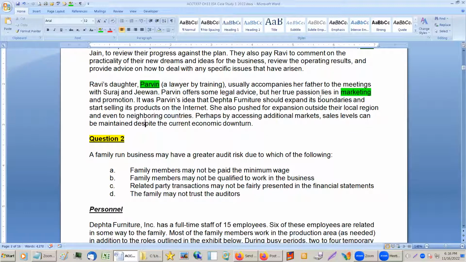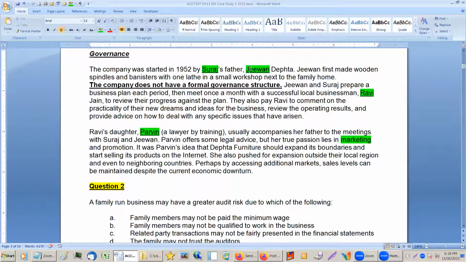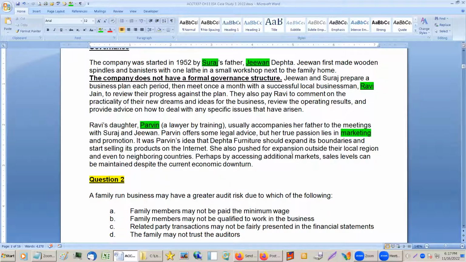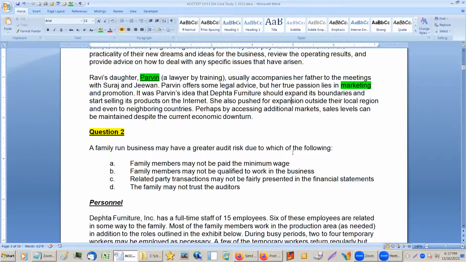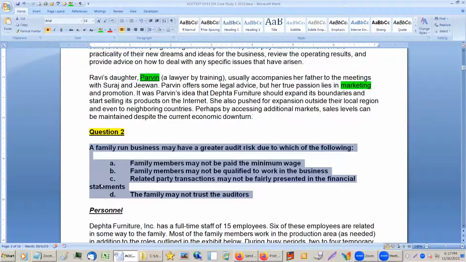And Parvin's idea was to start selling products on the internet. So you can kind of see here that, father, son, daughter, kind of handing off between the family members.